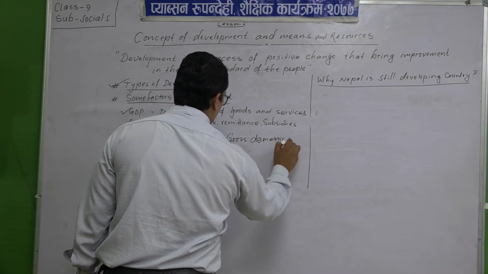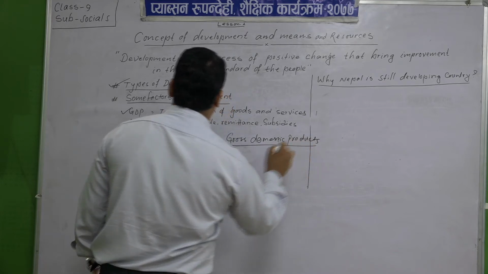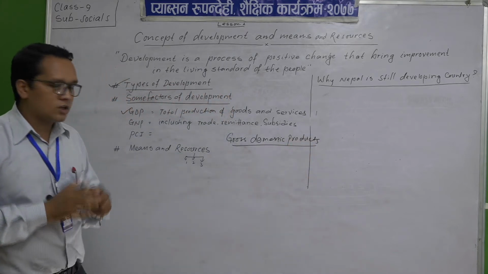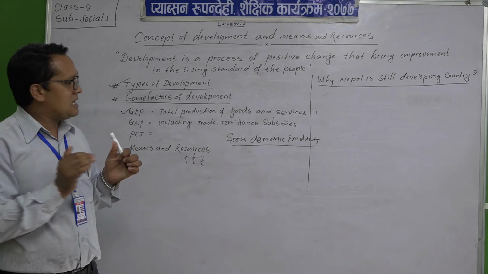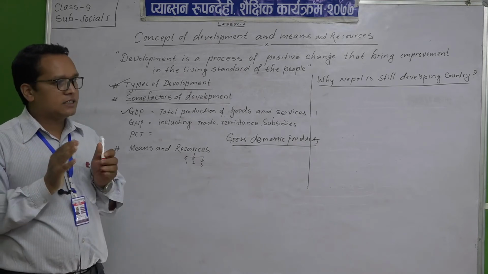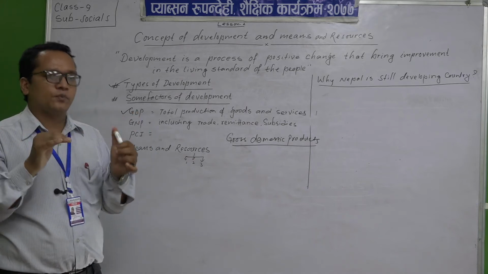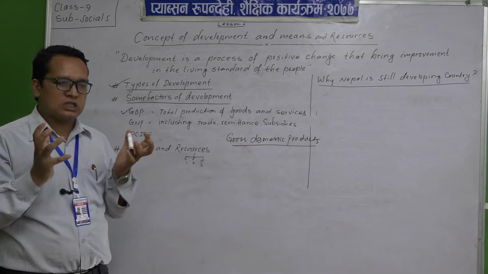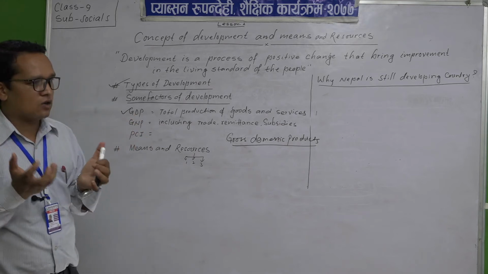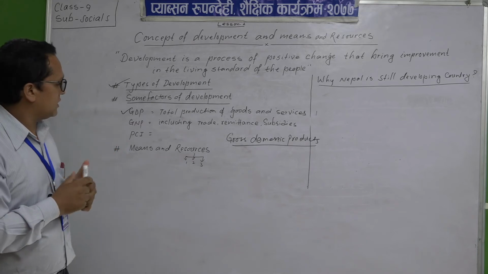Gross domestic product, what is gross domestic product? It is the total production of goods and services inside the country, called GDP. Inside the country, how much money and how many goods and services our country is earning, yes, this is called the GDP.